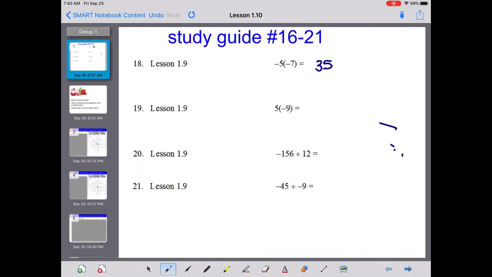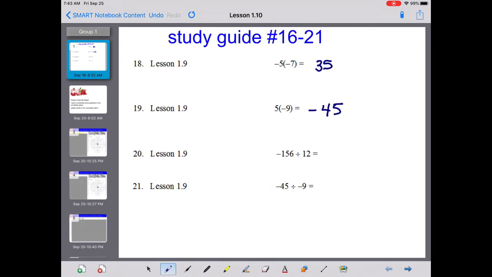The next one, 5 times -9. The signs of the 2 numbers are different, and so a negative times a positive is a negative answer. And you multiply the 2 numbers like normal. The same rules apply for division.